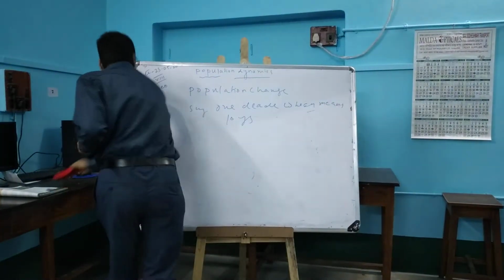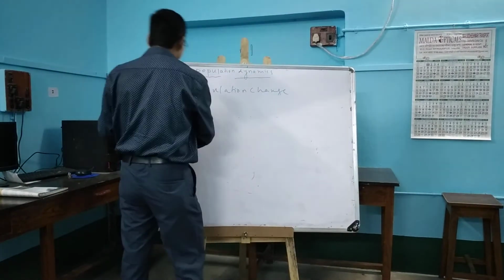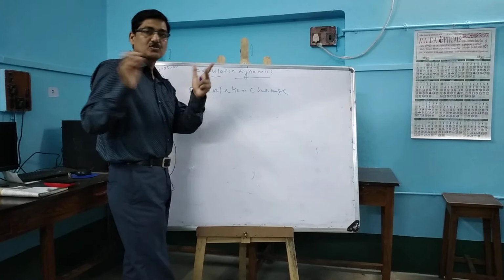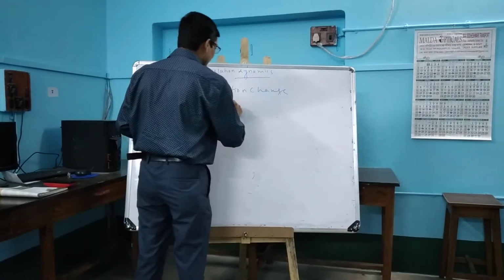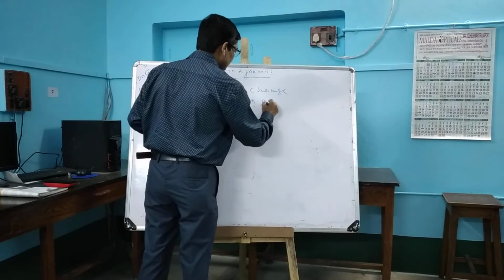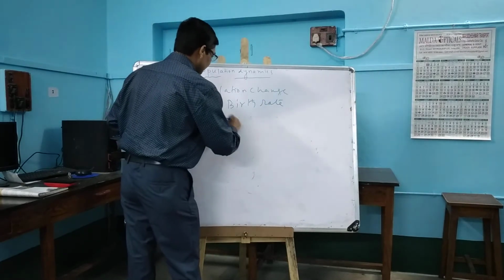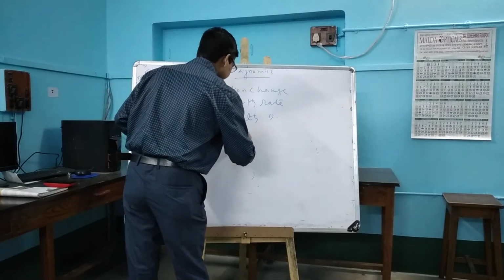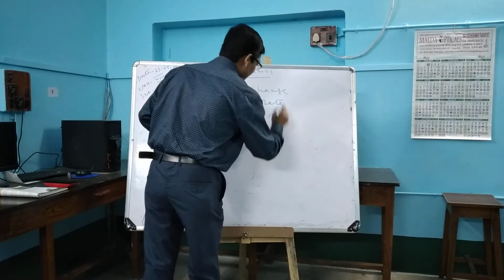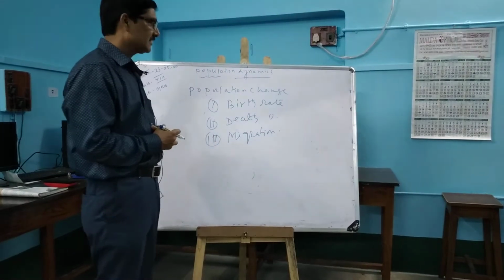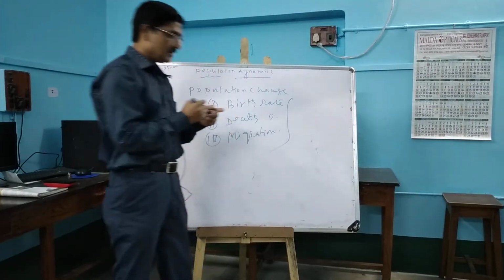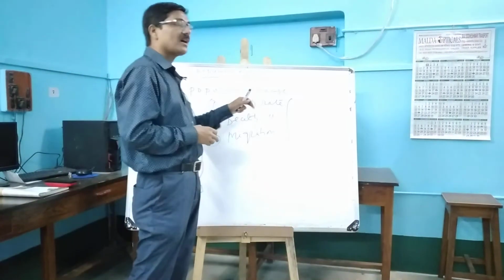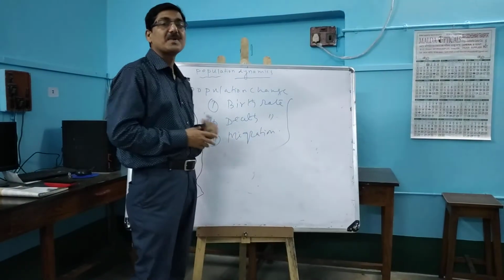So this population change depends on 3 factors. My dear students, keep in mind here, population change depends on 3 factors. Number 1, of course, the birth rate. Second, the death rate. Third, migration. Birth rate, death rate, migration, on which the population change of a particular place depends. So what is birth rate? What is death rate? What is migration?